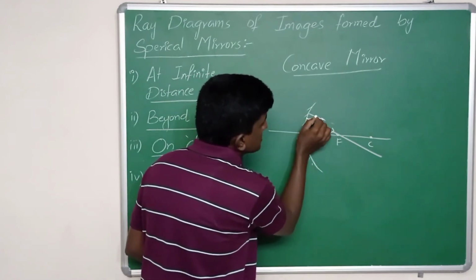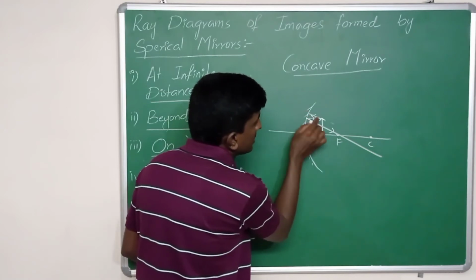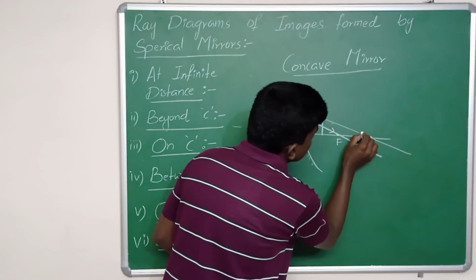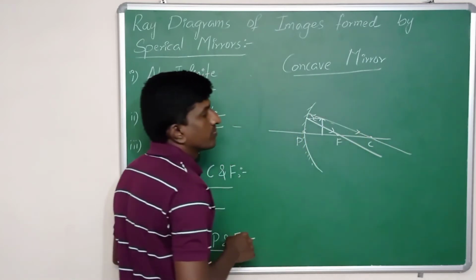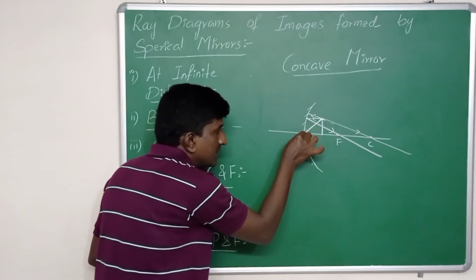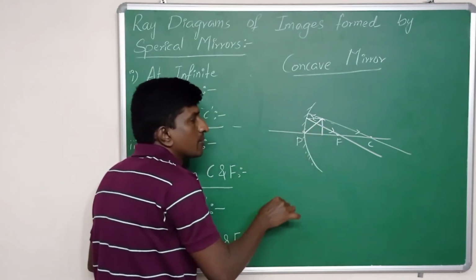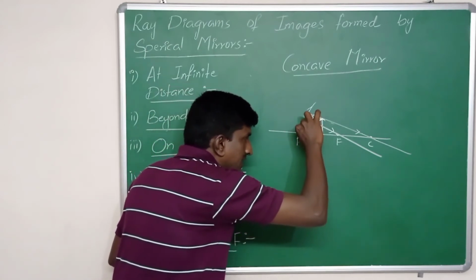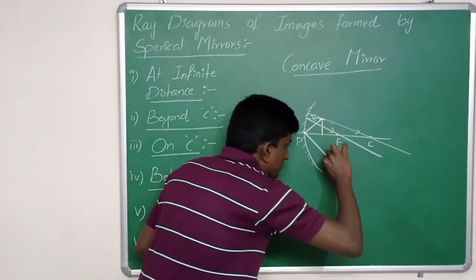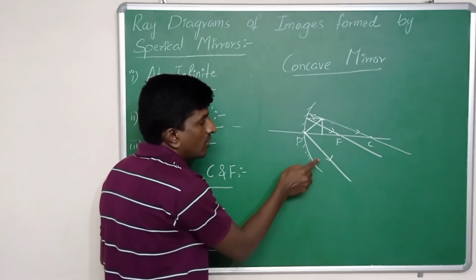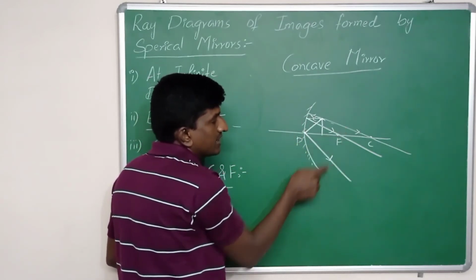So it intersects the mirror, and again it gets reflected along the same path. Or you can take a light ray which is incident at the pole, then with the same angle it gets reflected. Then you can observe all these reflected light rays.